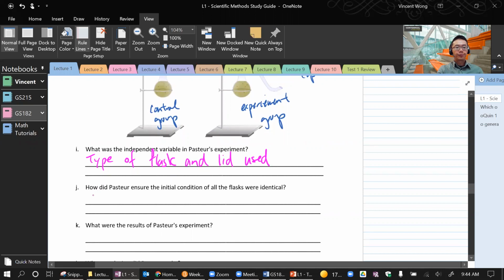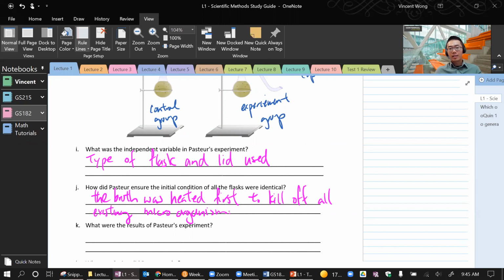Well, the broth was heated first to kill off all existing microorganisms. Okay, and then you put it in. So if you see new microorganisms in a few days, you know they are new. They came from somewhere, because you killed off everything already. Okay, so that is how he ensured the initial conditions were identical.